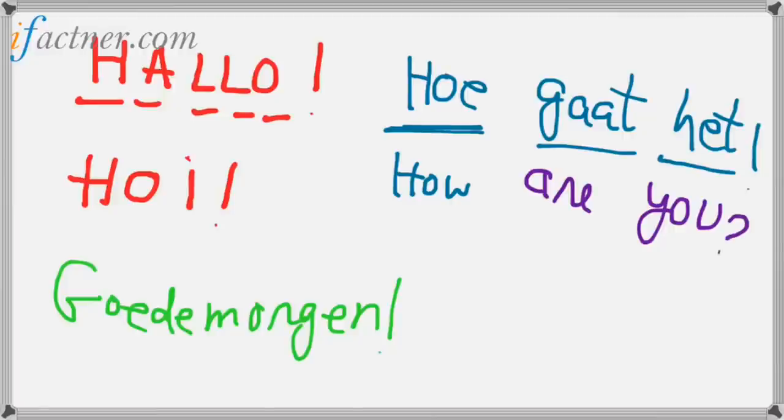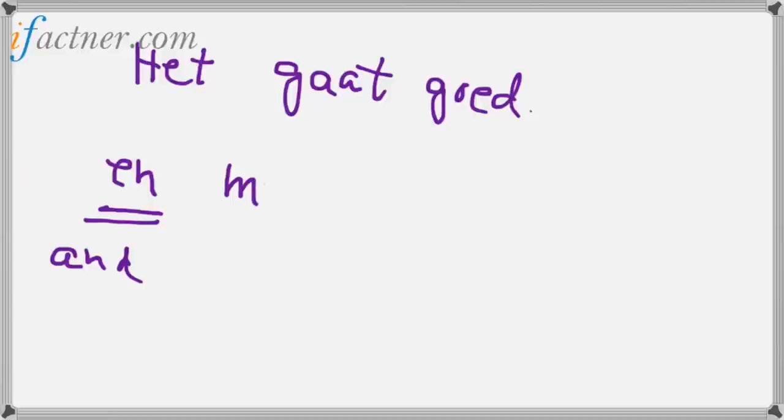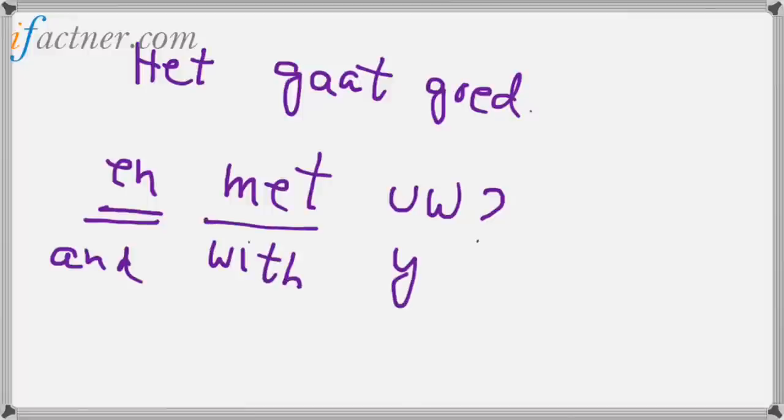And the answer to this question is Guten Morgen, het gaat goed. Het gaat goed. N is and. And then you have to ask and met. Who? And with you. Met is with you. And how about you and how is it going with you? Hello. Who hat het? Het gaat goed. Dank u wel.